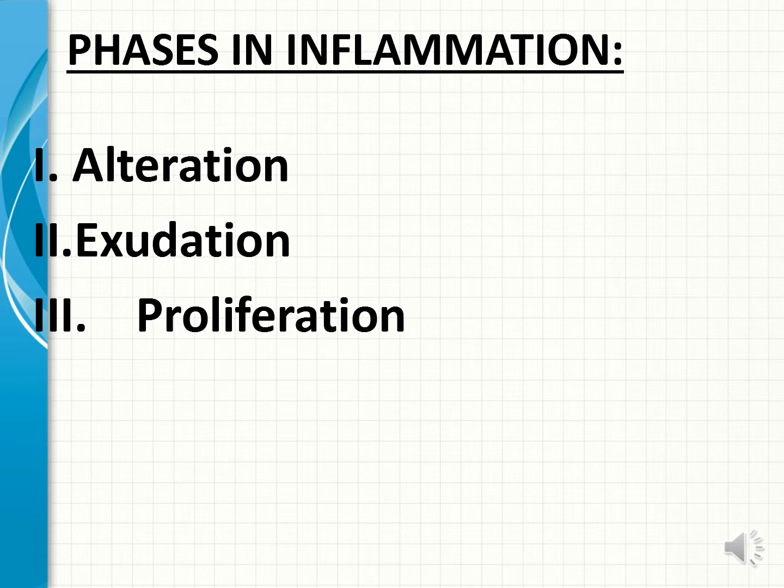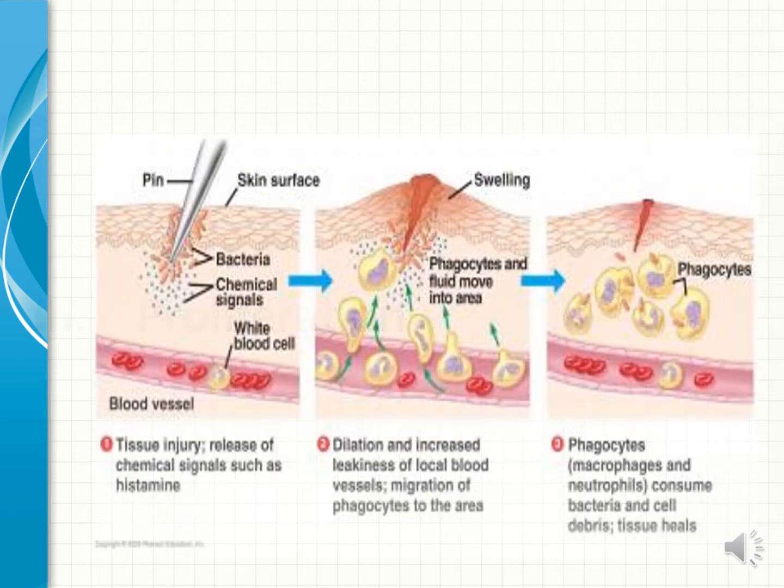Please remember that it is very important that there are three phases of inflammation. The first one, alteration, in other words, is injury. You have already studied cell injury, and you know that injury presents with dystrophy and necrosis. This is the first step, alteration, the initial stage. Then goes exudation, and the last one is proliferation.